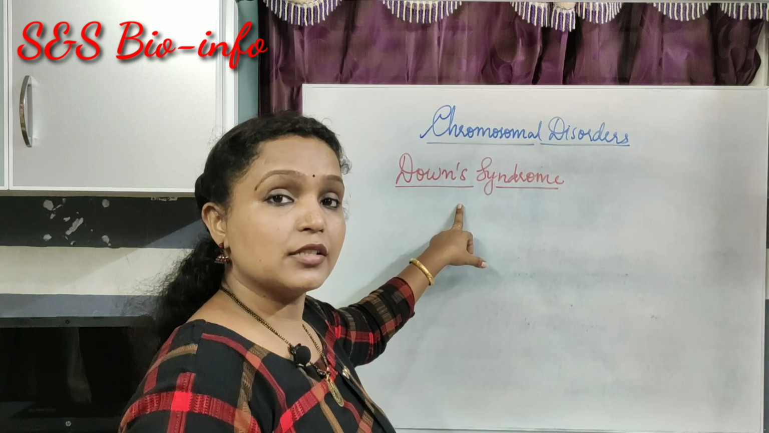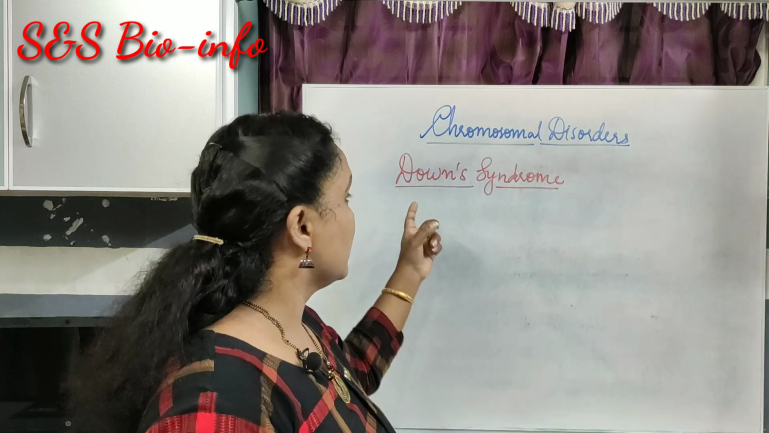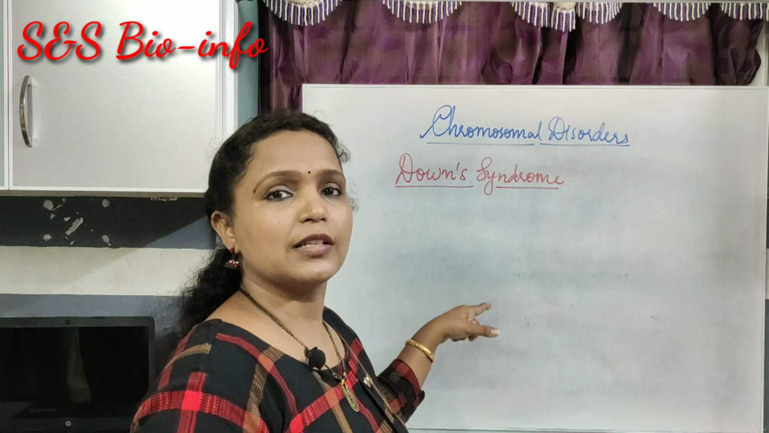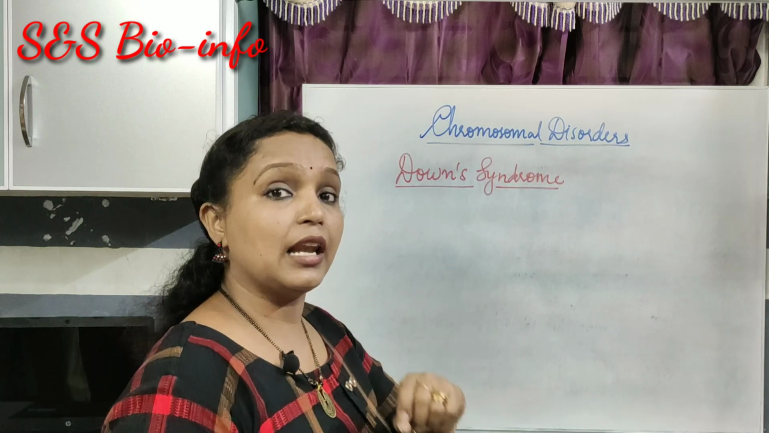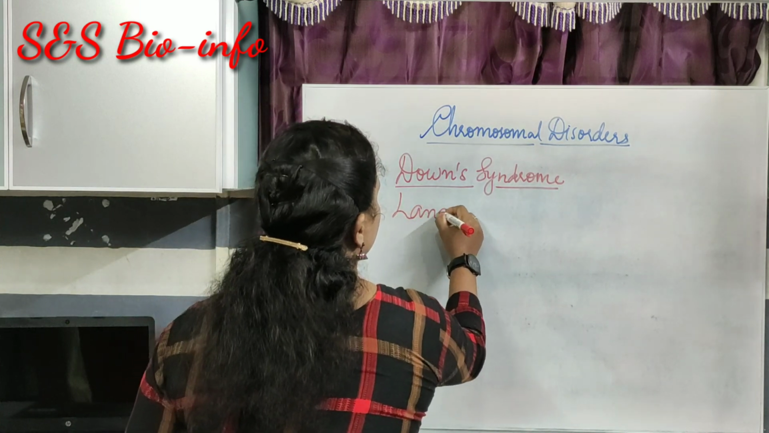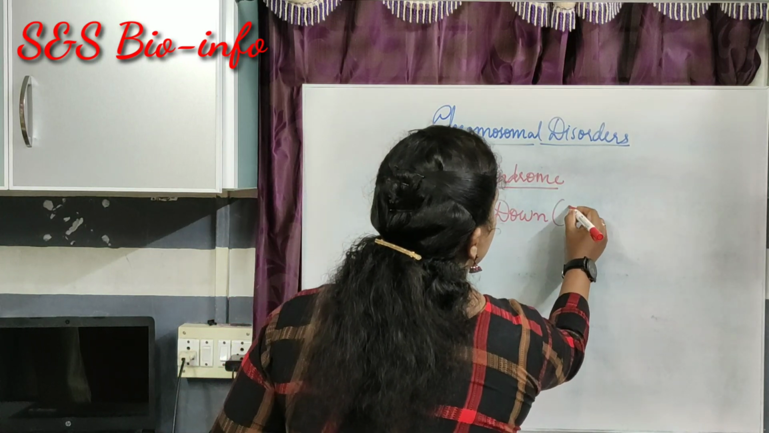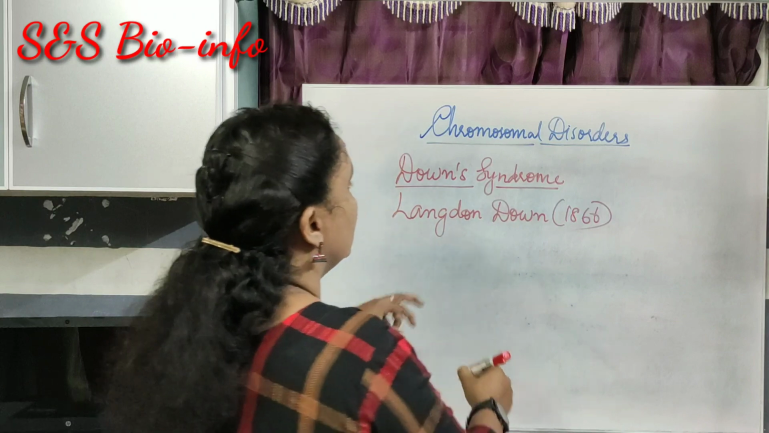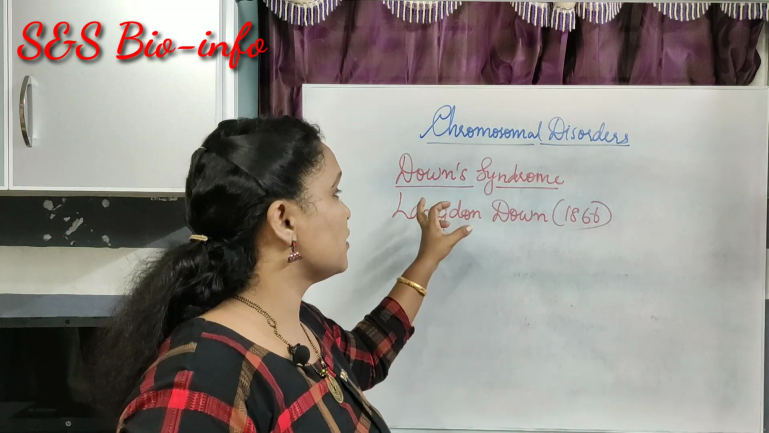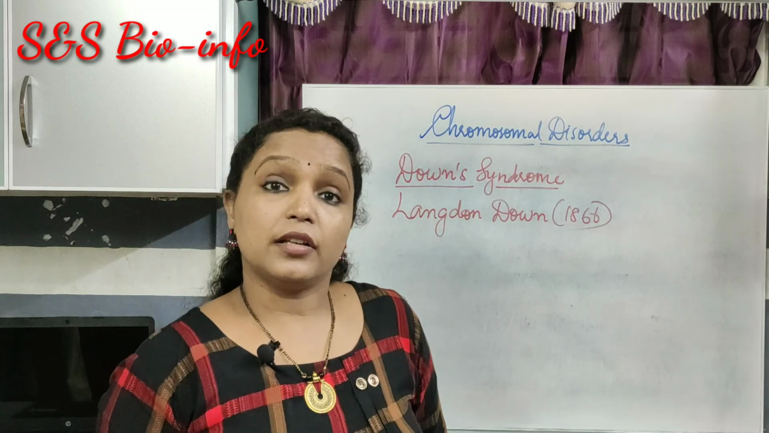This particular disorder causes a group of symptoms, that's why it is known as Down syndrome. Why is it known as Down syndrome? It was discovered by a scientist, Langdon Down, in 1866. It is a syndrome because it shows a group of symptoms. That's why it is known as Down's syndrome. Got it? It is a genetic disorder.